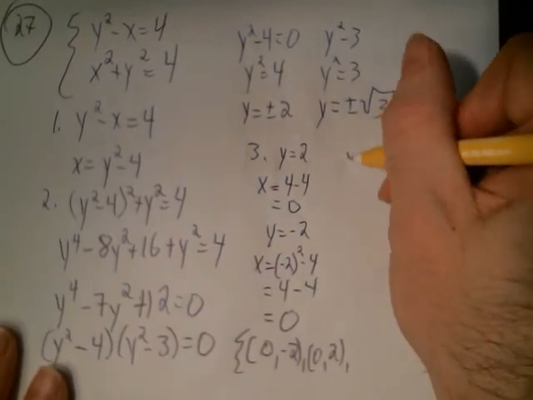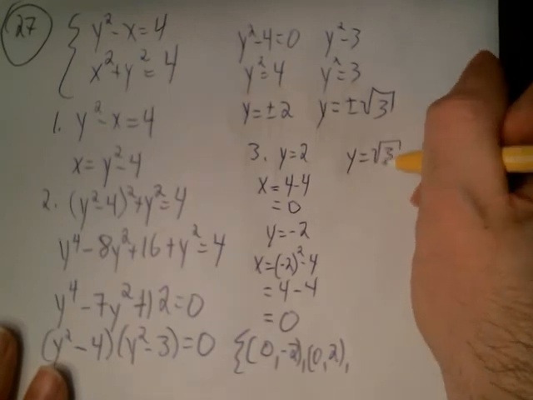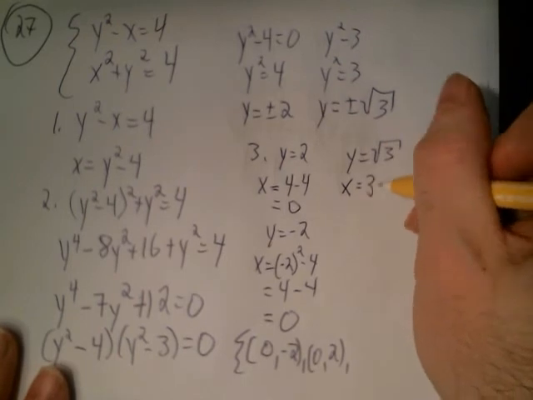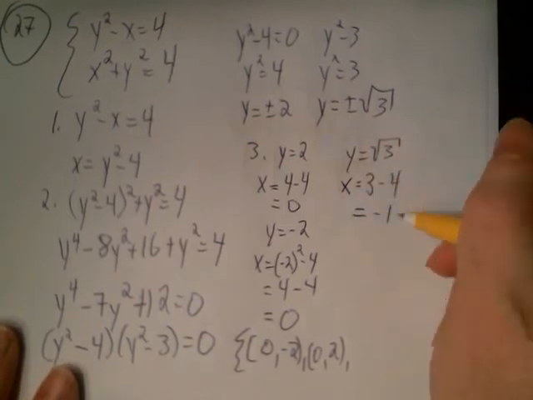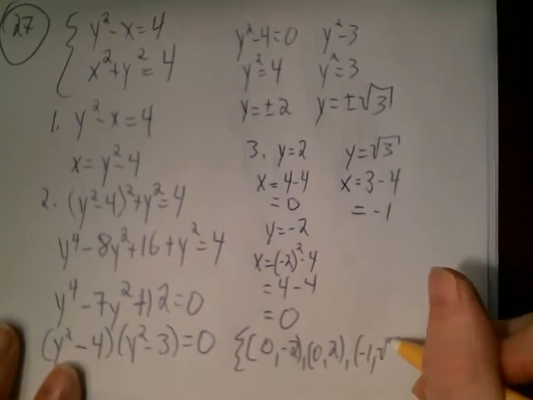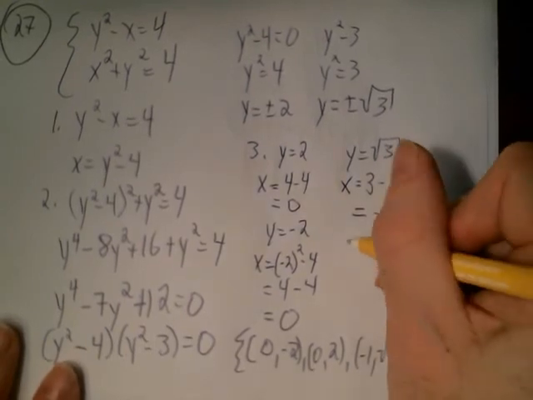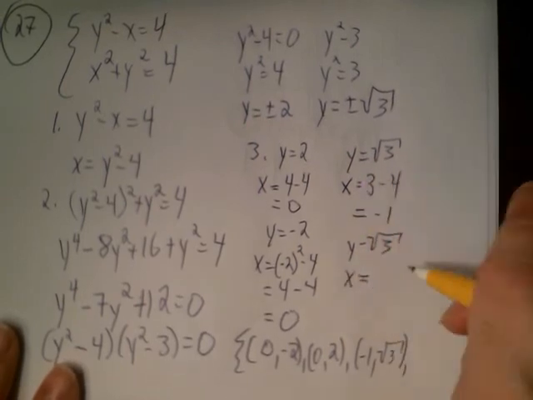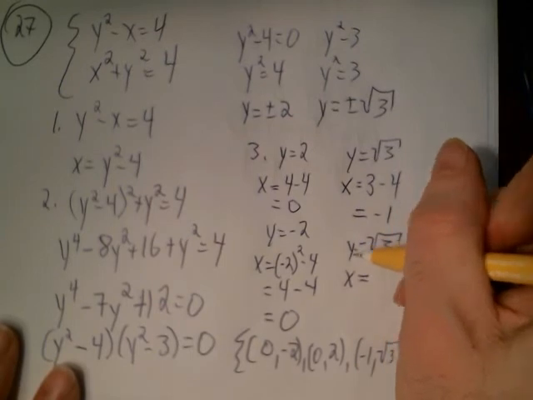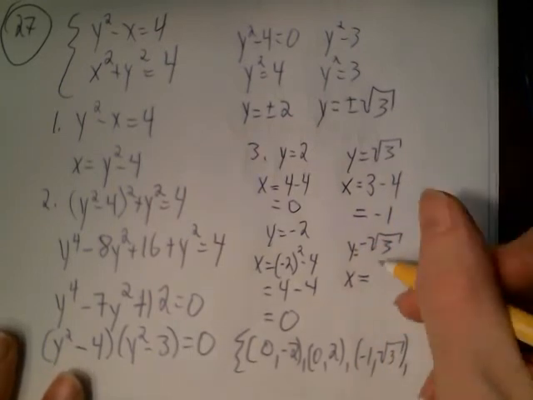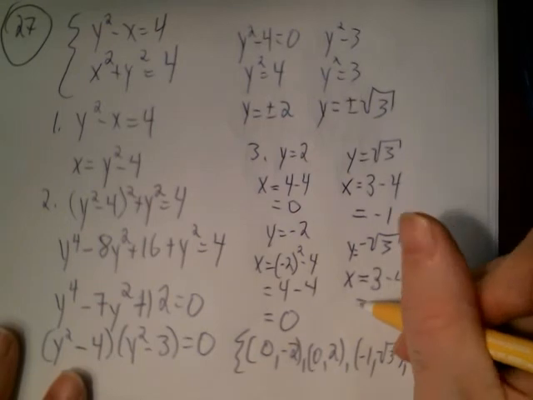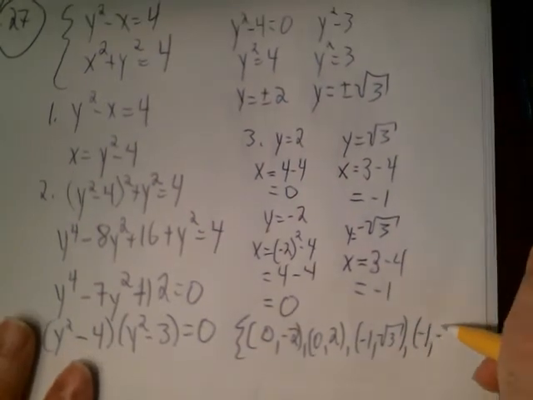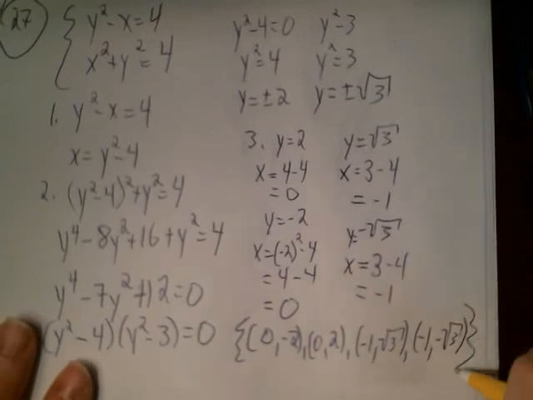Over here then we get y is radical 3, so x is radical 3 squared, which is 3, minus 4, so negative 1, root 3. And then the last guy, y equals negative root 3, and you get the same deal happening. The square of a negative is positive, so the square of negative root 3 is 3 minus 4, and negative 1 again. So our fourth final solution, negative 1 comma negative radical 3, and that's it.